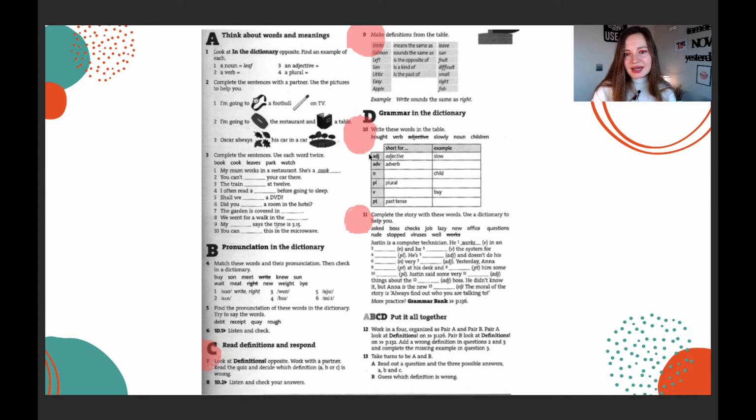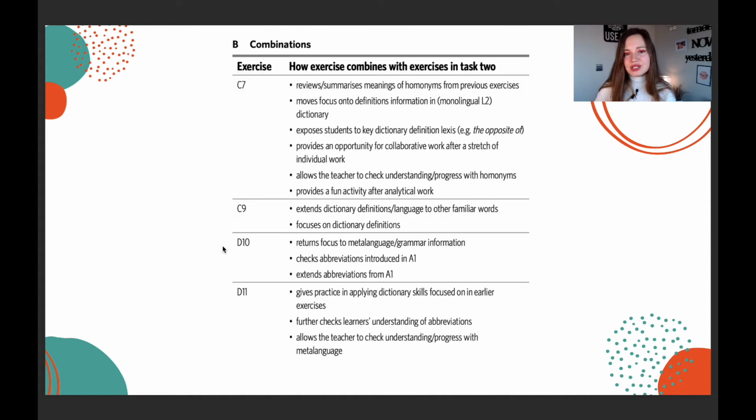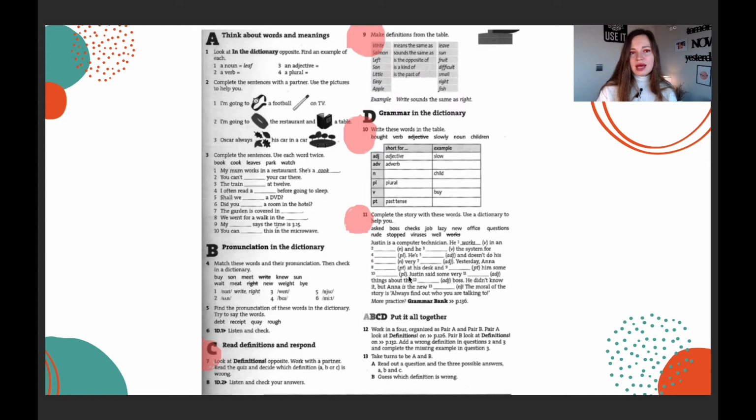Okay, in D10 we have different parts of speech on the left-hand side. Then we have a short form explanation and the example. D10 returns focus to meta-language grammar information. It checks abbreviations introduced in A1 and extends abbreviations from A1. You see, we mentioned A1 here, and definitely it's better for our answer when you have an exact reference to the exercise, and in this case we refer to A1.